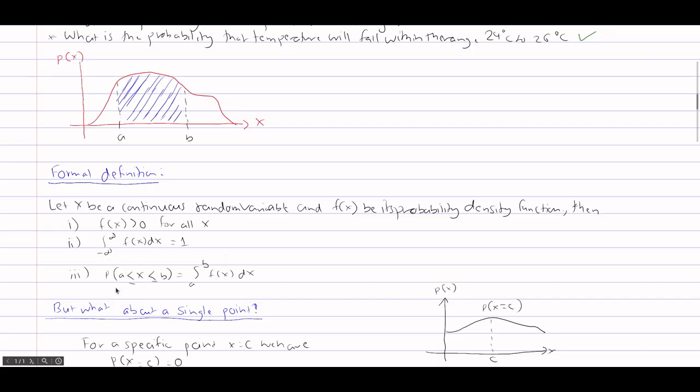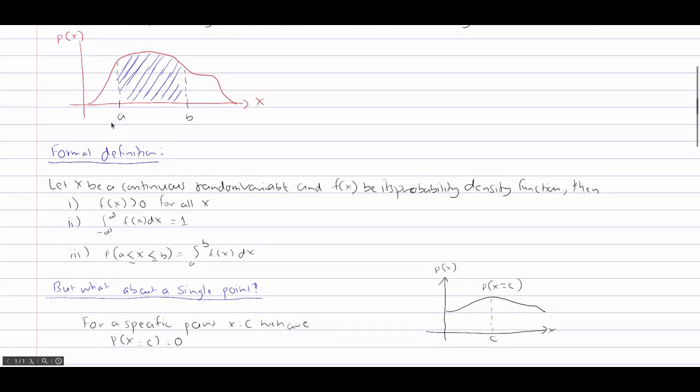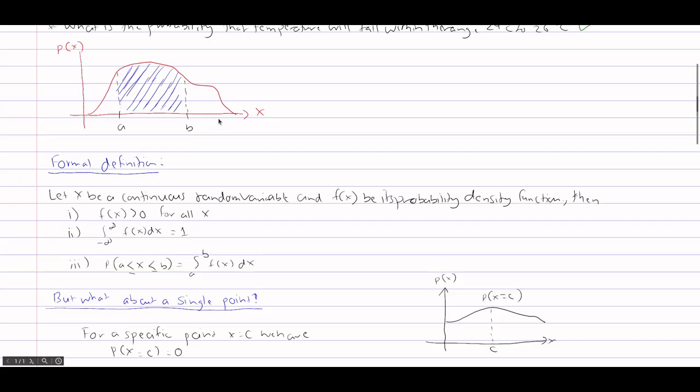And probabilities between two values, or between two ranges, is the area under the PDF. So basically the probability that X falls between two values is the area under the PDF from a to b. That's how we calculate probabilities for continuous variables, by integrating.